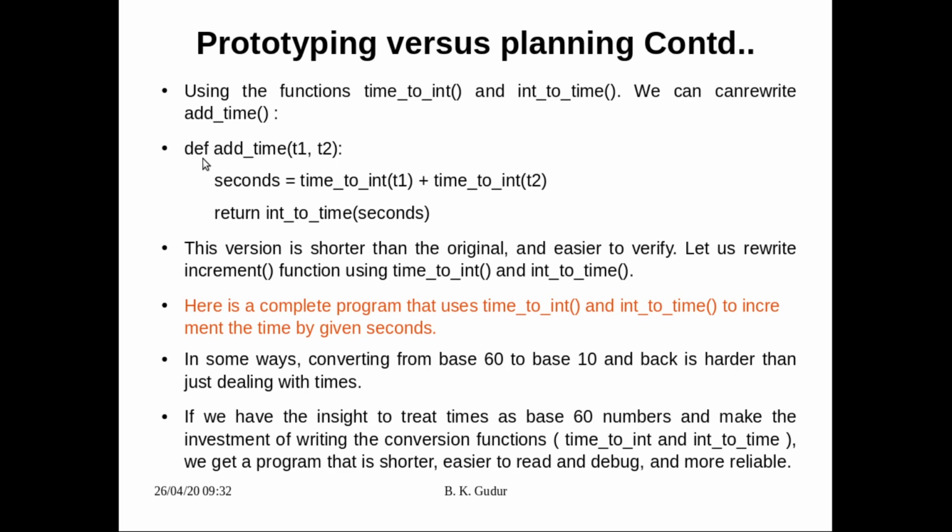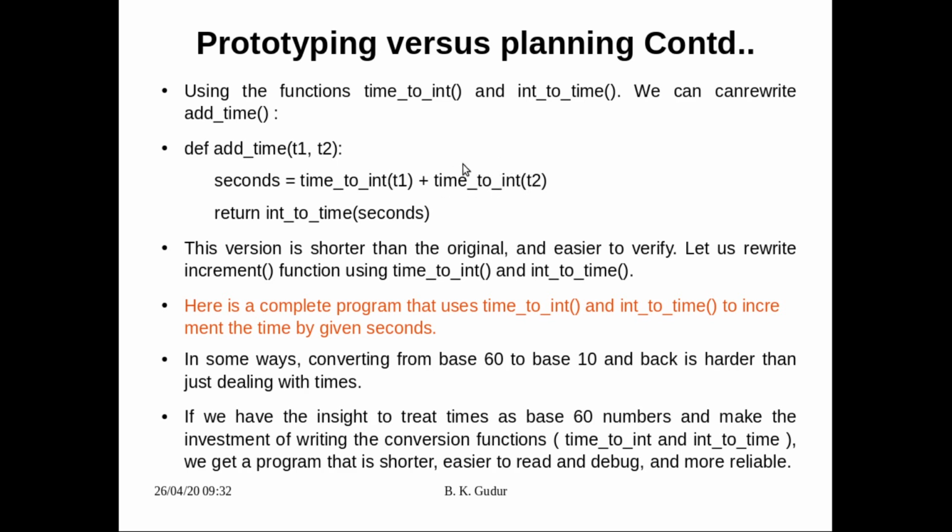So this is the definition of the function add time, which takes t1 and t2, two time objects. To add these two time objects, initially we convert t1 and t2 to a number of seconds using a function called time to int. This function takes t1 as argument and returns the number of seconds equivalent to the t1 object, and here also the same thing, we call time to int by supplying t2 as argument, and get the number of seconds equivalent to t2.